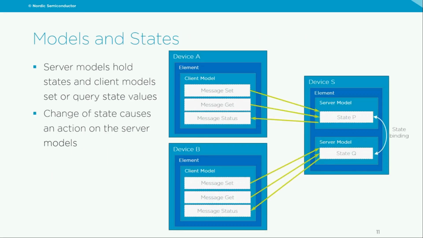Let's briefly take a look at the models and their architecture. Server models hold the states, and client models set or query the state values using a set of model messages. A change of state causes an action on the server models. Some of the server model states can also be bound to one another, meaning when the state value of one server model changes, it can influence the state value of another server model on the same device.